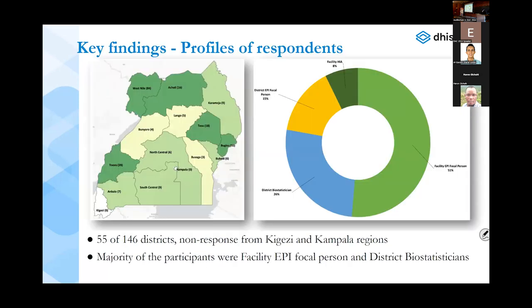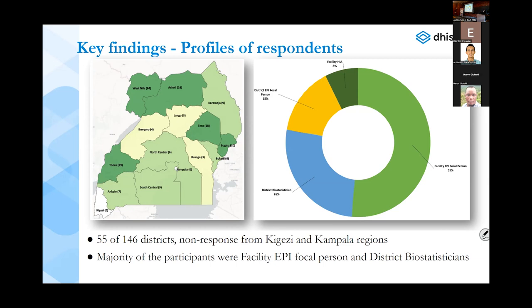So, the key findings. The profile of the people: that's Uganda, and those are the different regions or provinces of Uganda. Of the 140 districts, we reached 55 districts. Again, this was convenient sampling, but trying to reach the right people who use the system. We didn't get two regions to participate, because we would administer the tool ahead of trainings, and some of these regions were not represented in those, so we couldn't reach all of them.